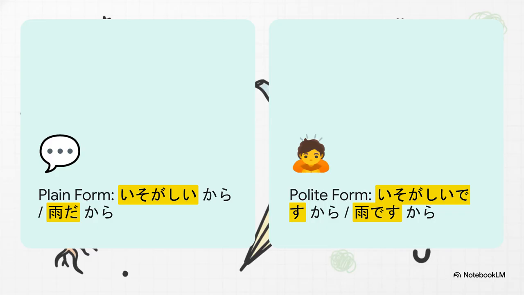To use kara, you literally just attach it to the end of your reason. So if your clause is in the plain form, like isogashi, which means busy, it just becomes isogashi kara. If you're being more polite and you use the desu form, it's isogashi desu kara. You see, the particle kara itself doesn't change at all. It just tags right on to the end.